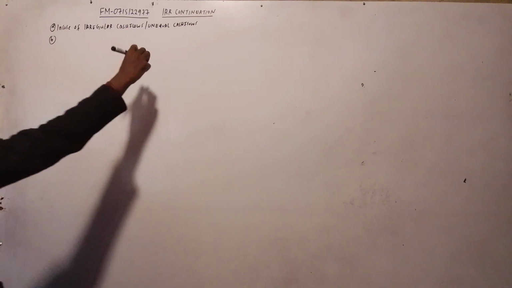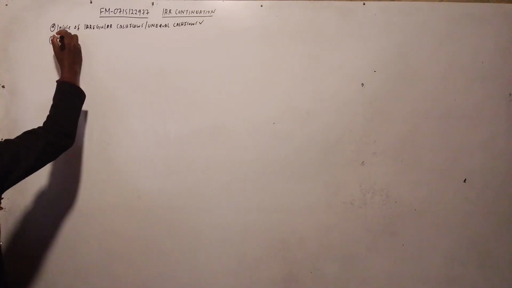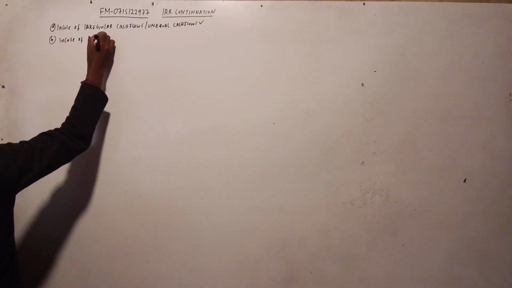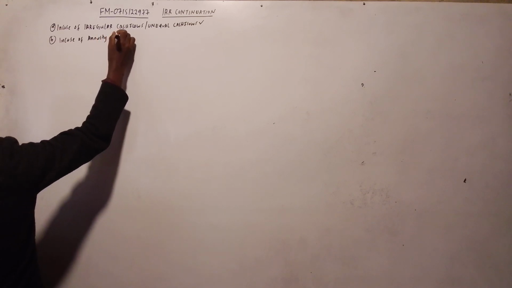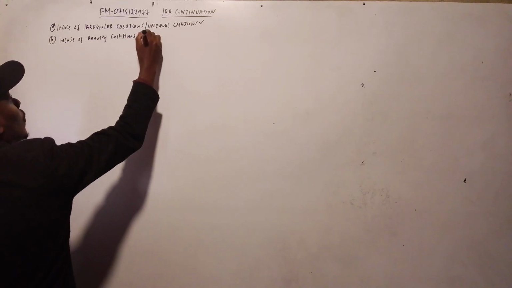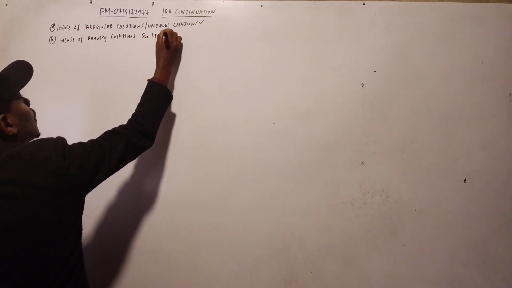Number B. So this one is a tick. We did it. We can go to number B, in the case of annuity cash flows. Now remember, when we talk about annuity, it means the cash flows are the same from one year to another, but this one is for a specific period.